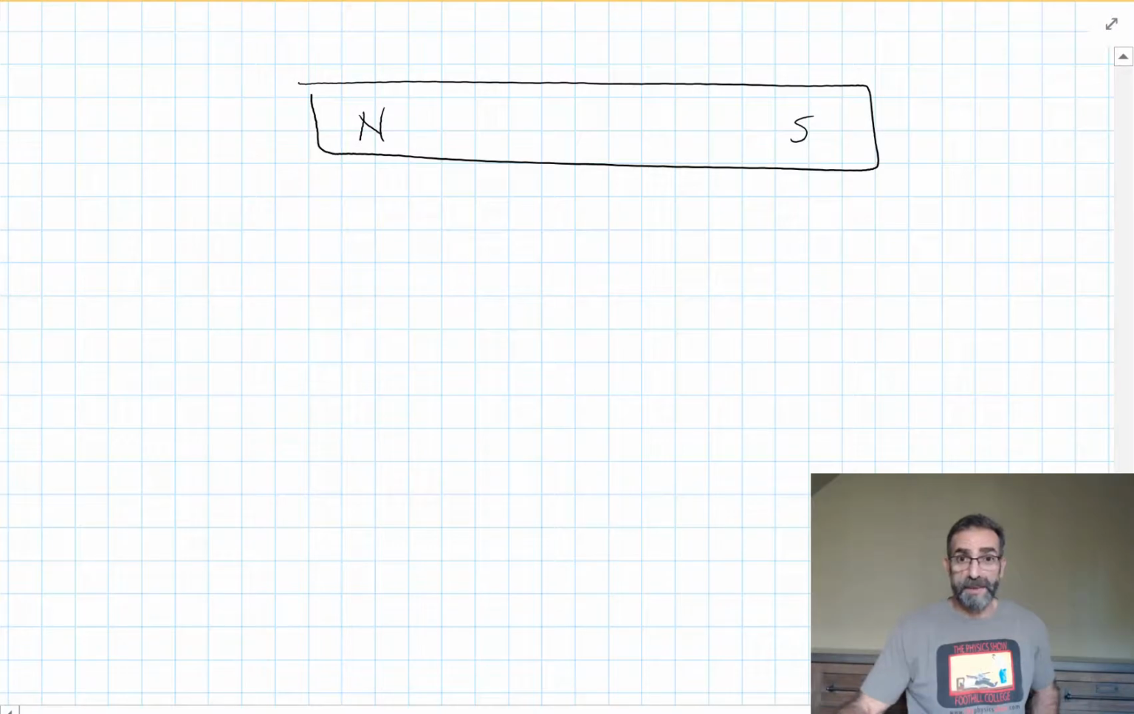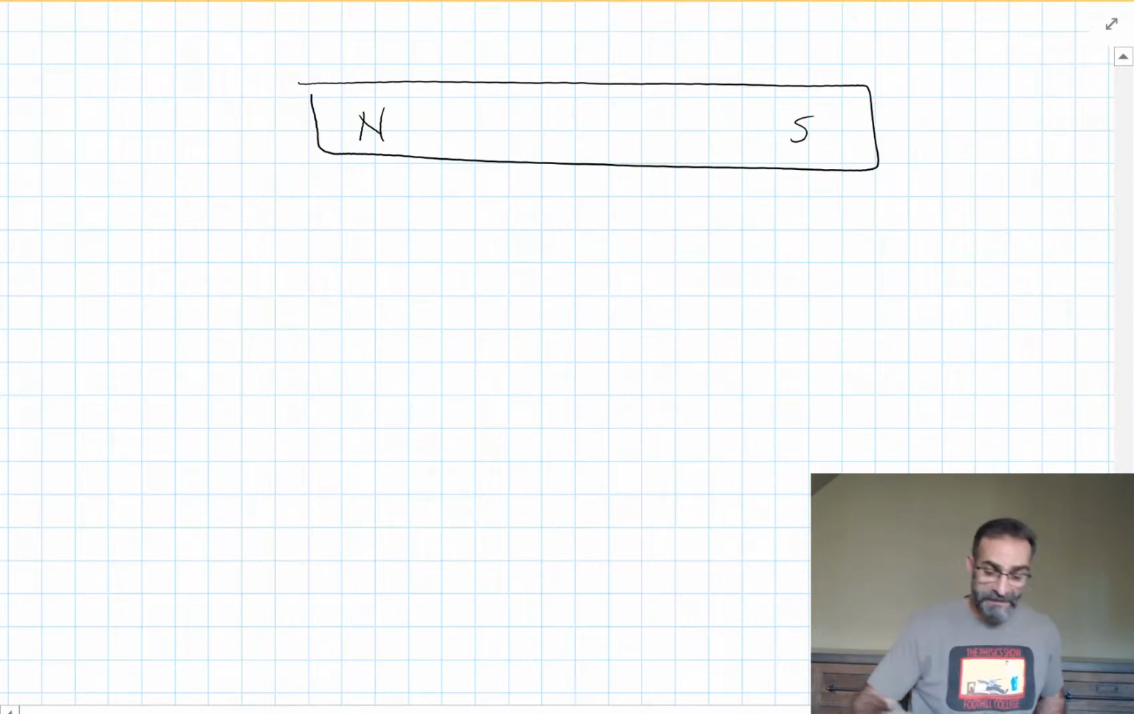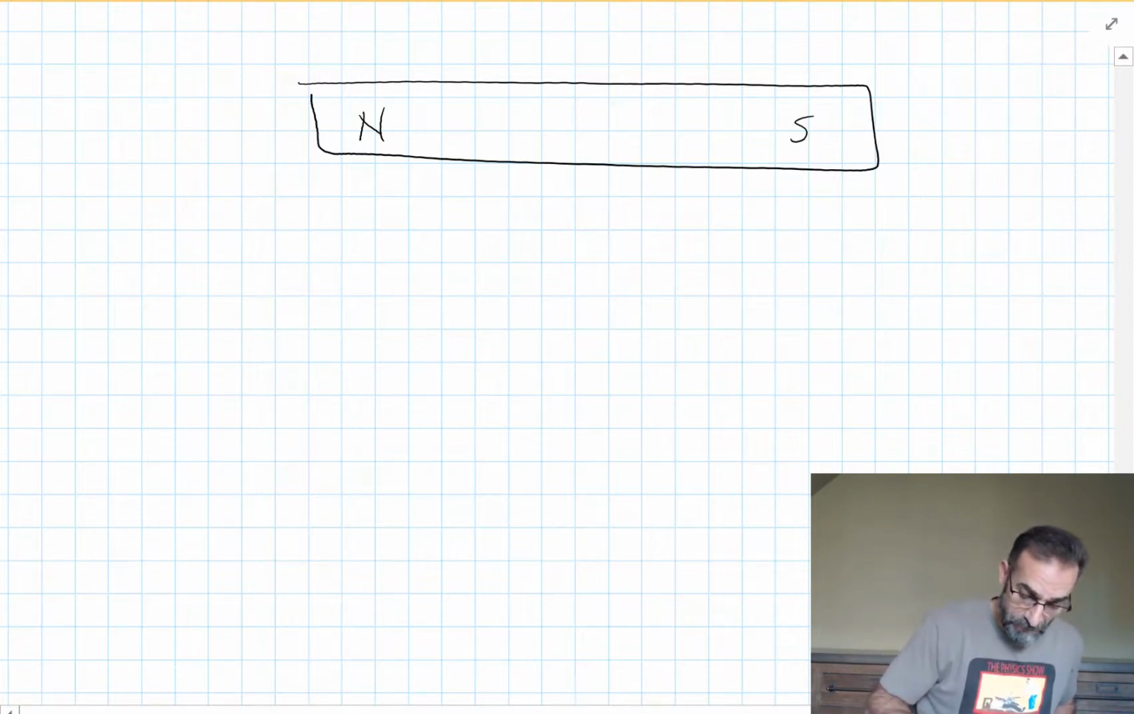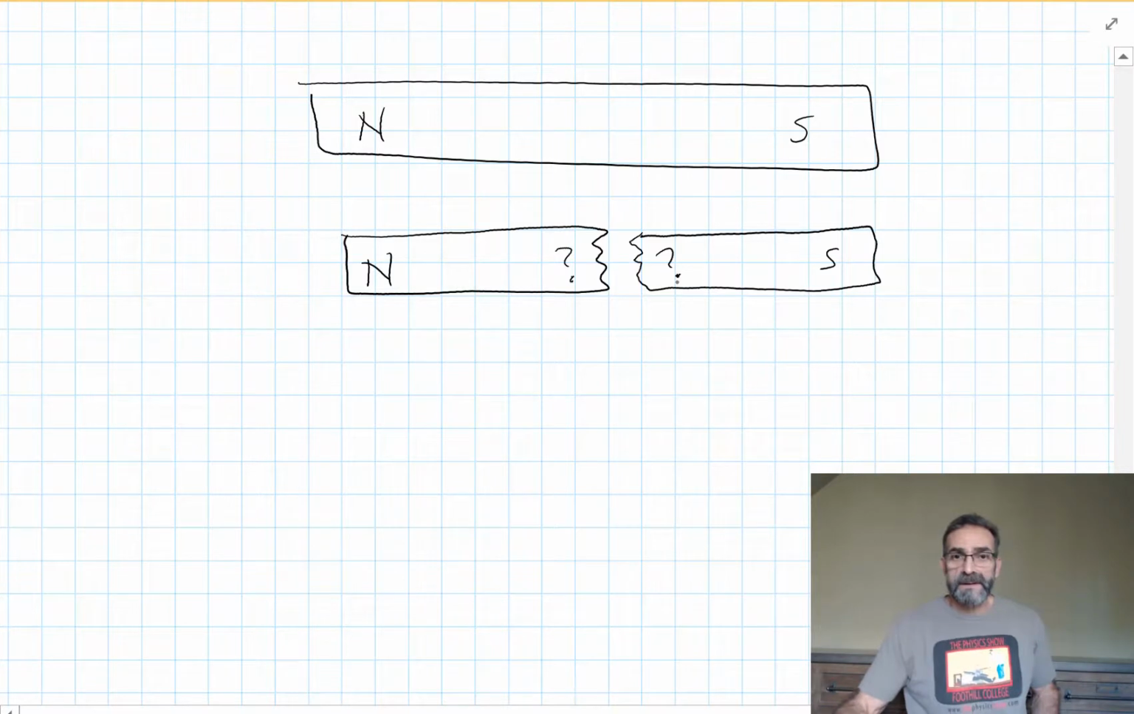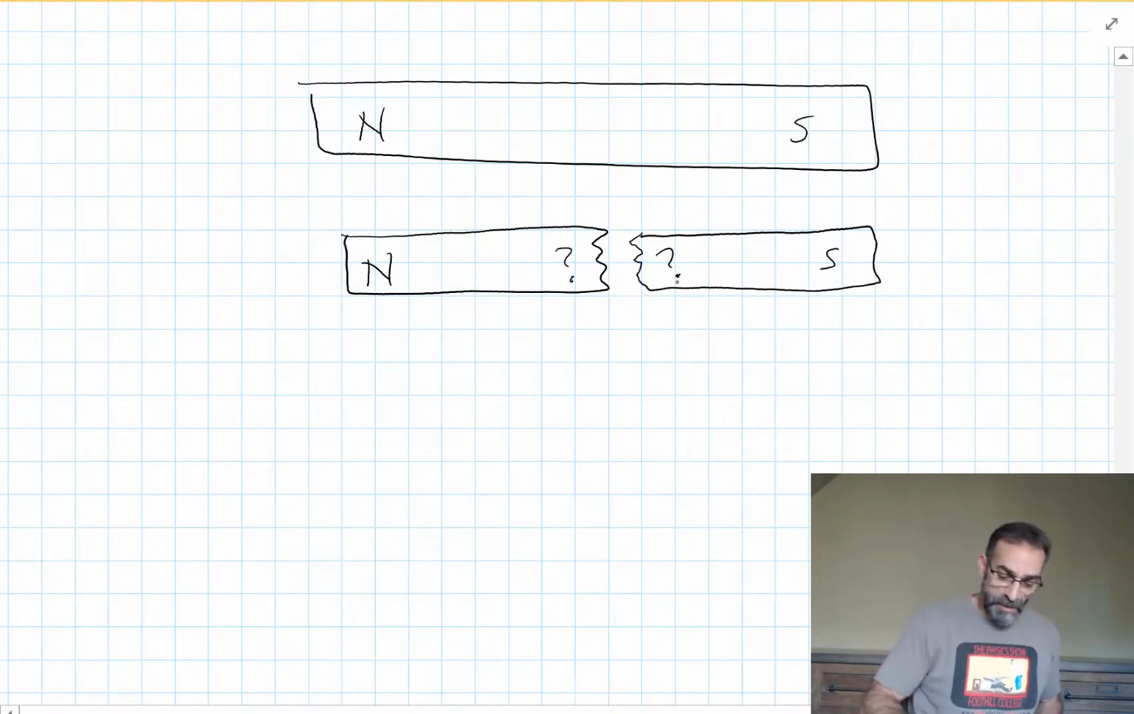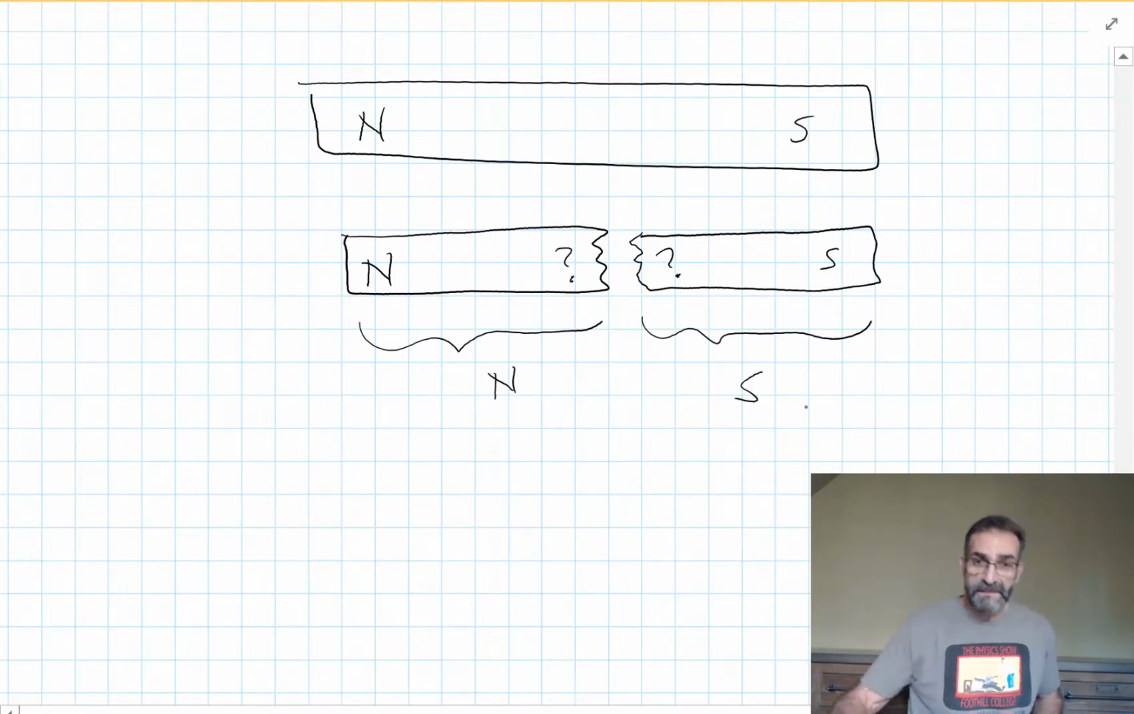Now let's take our bar magnet with a north pole on the left and a south pole on the right, and break it in half and see what we get. Do we get all the north poles on the left? Have we isolated the north poles and all the south poles on the right? Let's watch this video and see what we get.